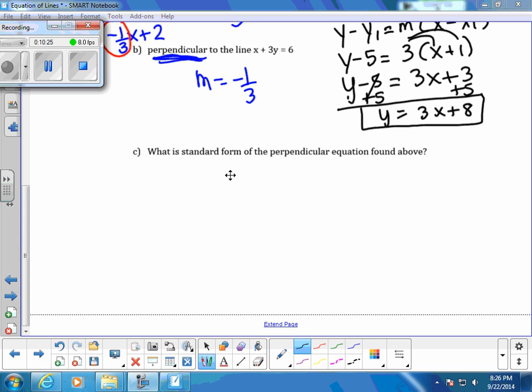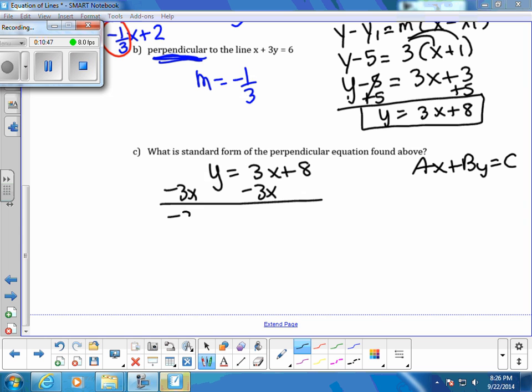And our very last thing, it says, take your answer that you found in this one above and put it in standard form. So I take my answer of the perpendicular equation found above, and standard form says you want ax plus by equals c. So I need to move x to the other side, and that gives me negative 3x plus y equals 8. And then it says a term cannot be negative and it cannot be a fraction, so multiply everything through by negative 1 and change all the signs. So we get 3x minus y equals negative 8, which would be standard form.